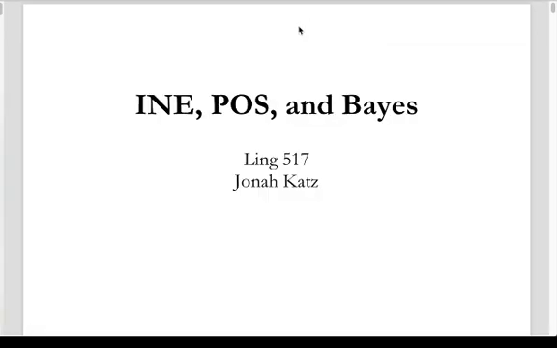So we're now on to the final topic this semester that we'll talk about. And this has to do with Bayesian inference and Bayesian statistics as it relates to indirect negative evidence. That's what INE stands for in these slides. And the poverty of the stimulus. That's what POS stands for in these slides. We're going to be trying to tie all of these together. It's going to take us a while to get there.